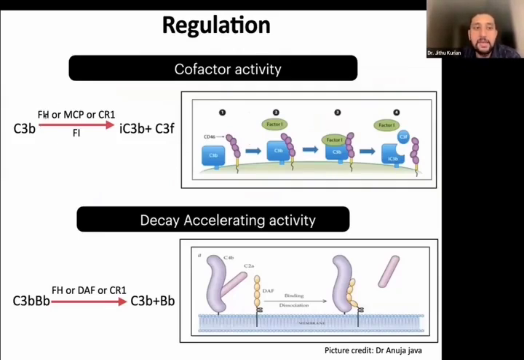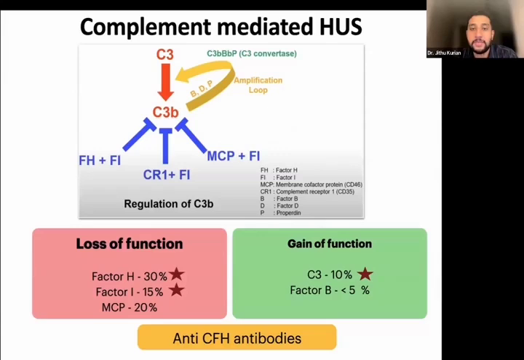So you have C3b; factor H along with factor I, MCP, or CR1 will break down or inhibit C3b to iC3b. Similarly, decay accelerating factor will break down C3bBb into C3b and Bb. So the C3bBb is broken down and hence the pathway is broken.